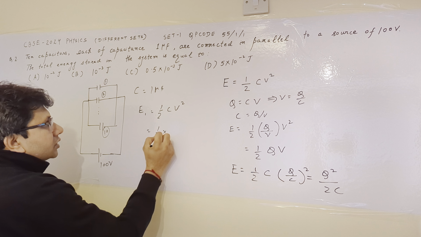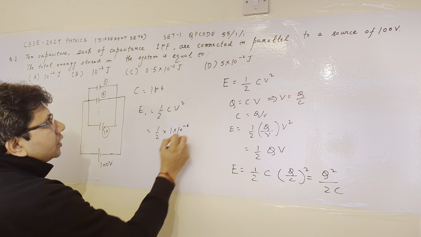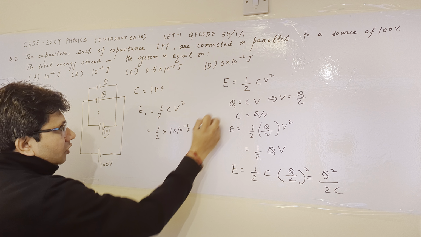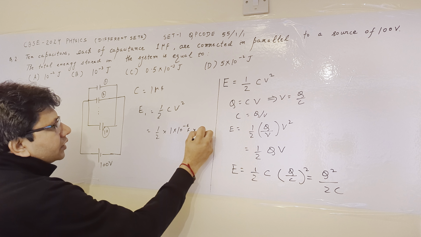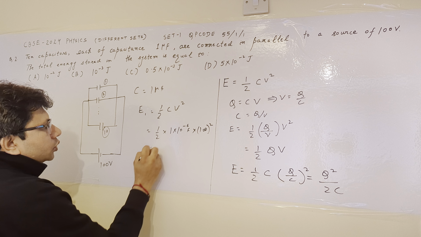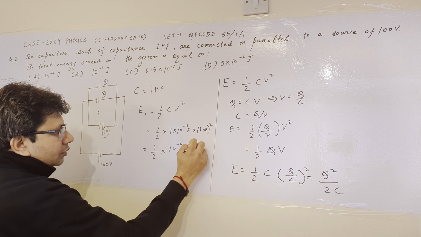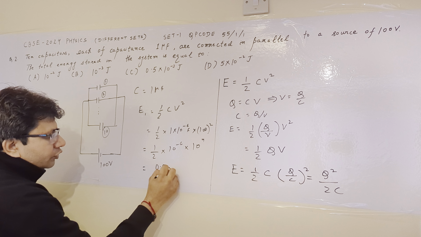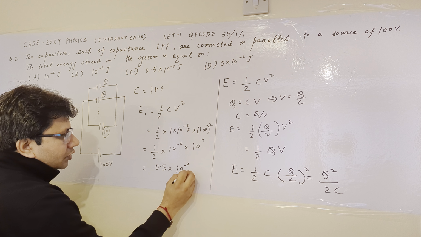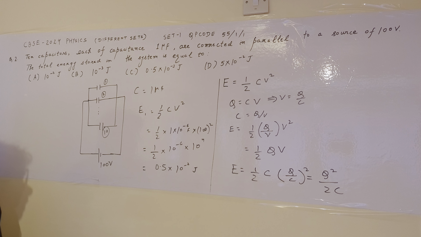Now C is given as 1 microfarad. It means 1 into 10 to the power minus 6 farads multiplied by the value of V. The value of V is 100 and its square. So we get this value as half multiplied by 10 to the power minus 6 multiplied by 10 to the power 4. So this value comes out to be 0.5 multiplied by 10 to the power minus 2 joules. So this is the energy of a single capacitor, and we have to calculate the overall energy.